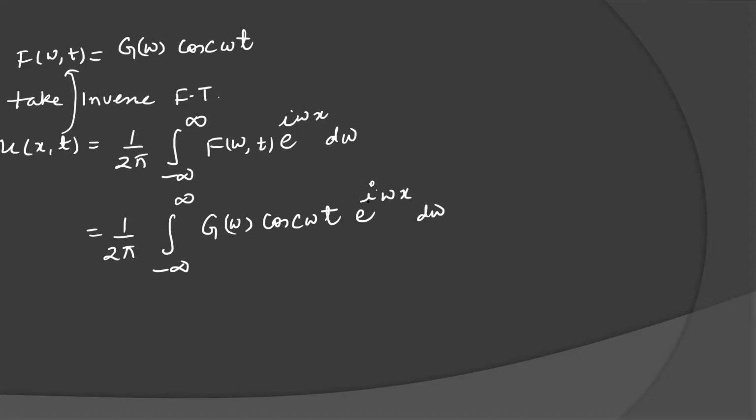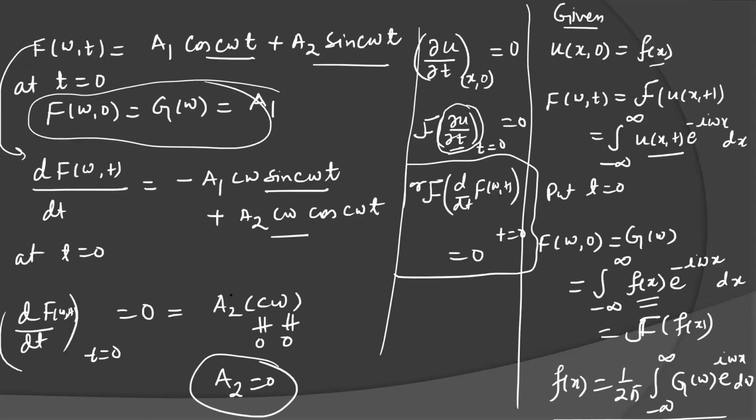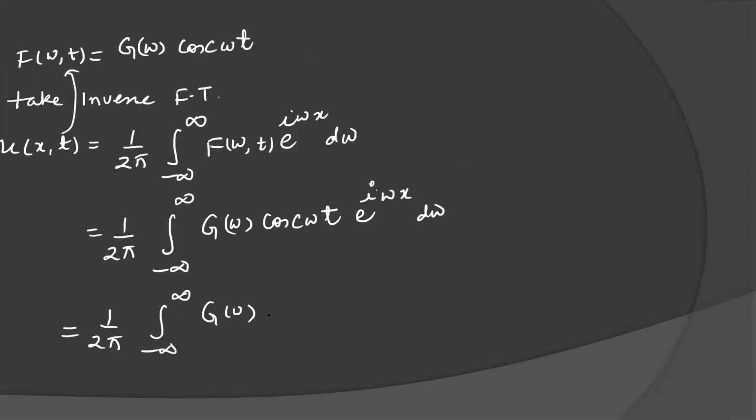We can find this solution in terms of f(x) also. How can we find it? Look carefully. This can be written as g(ω). If you see, ∫ g(ω) e^{iωx} dω is equal to f(x) only. So if we apply this result here, see carefully, we can write cos(cωt): cos θ is (e^{iθ} + e^{-iθ})/2, where θ is cωt, dω.